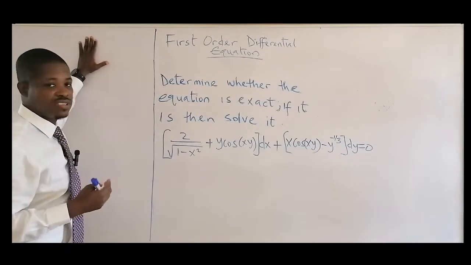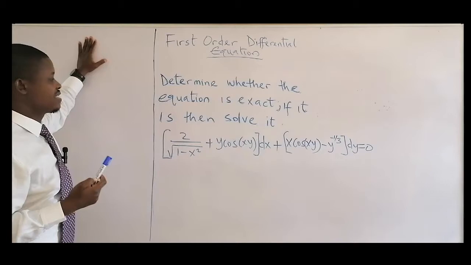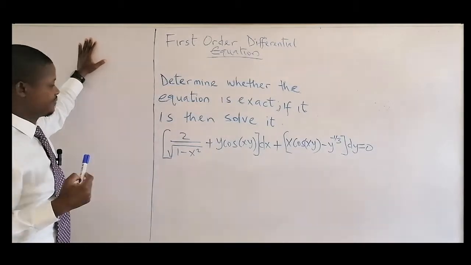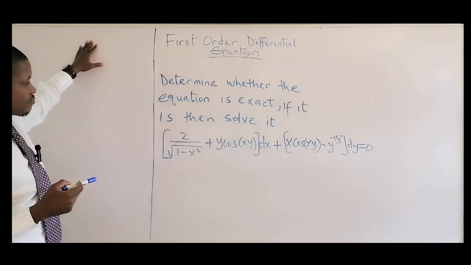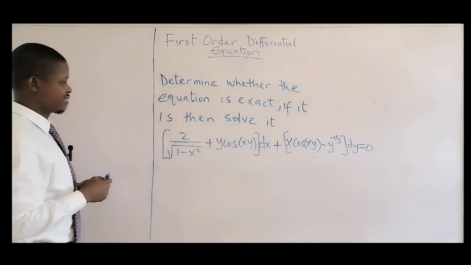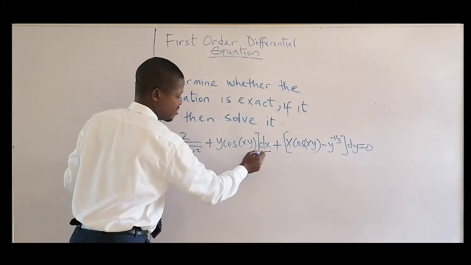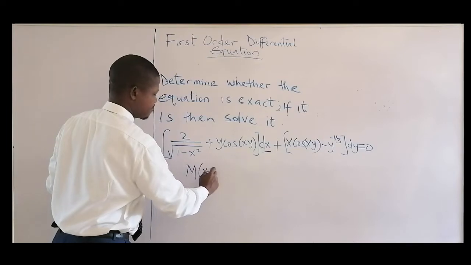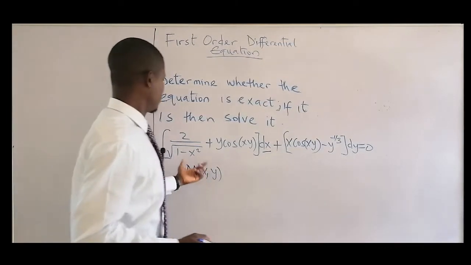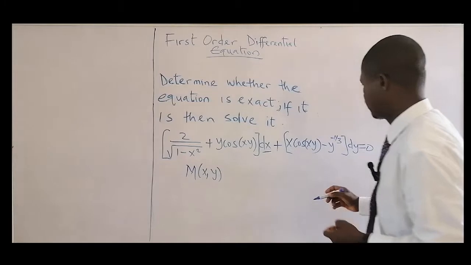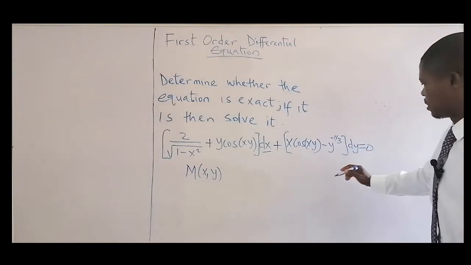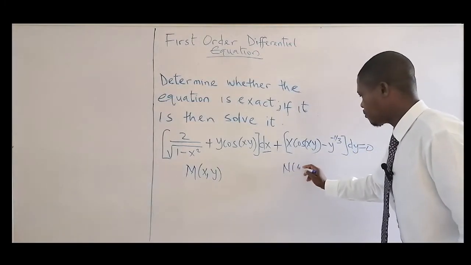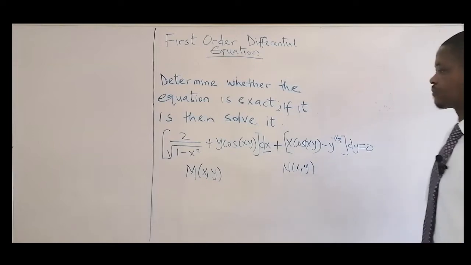Determine whether the equation is exact. If it is, then solve it. Okay? You can see any attachment to the x, that's the M. That indicates M as a function of x and y. Attachment to the y is N. It's also a function of x and y.